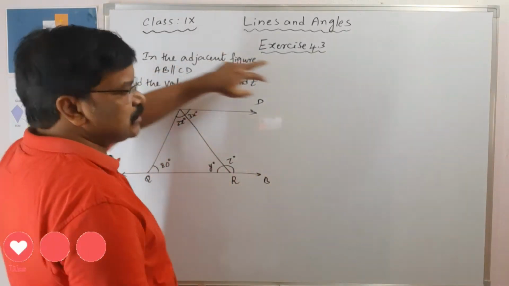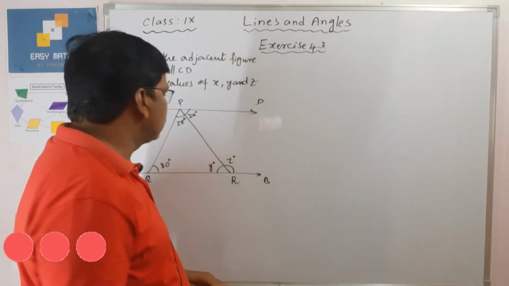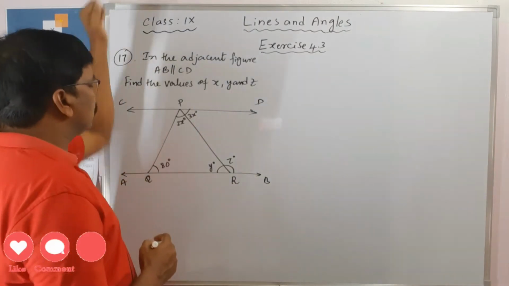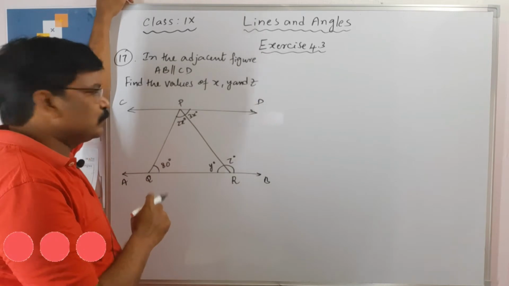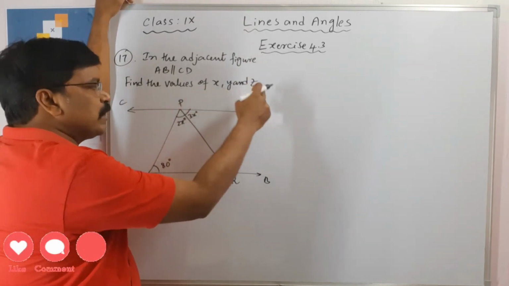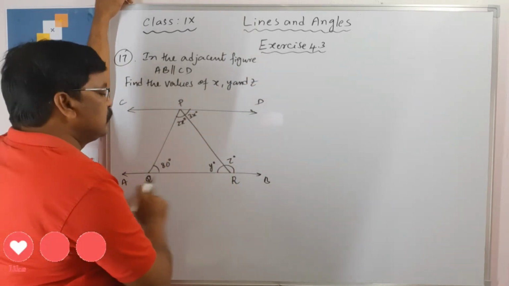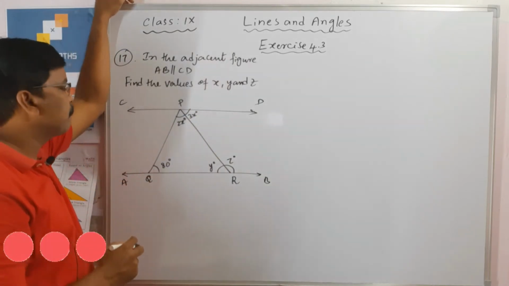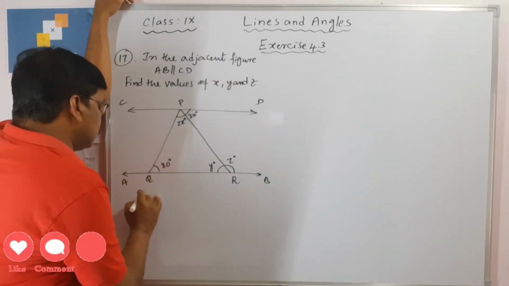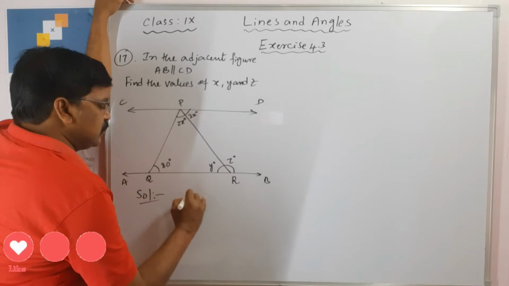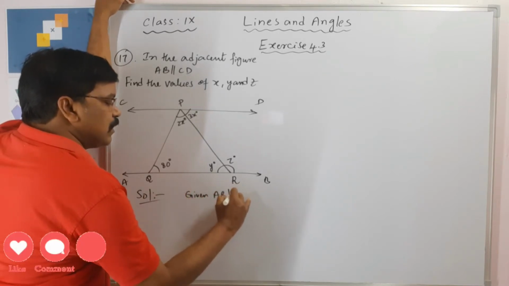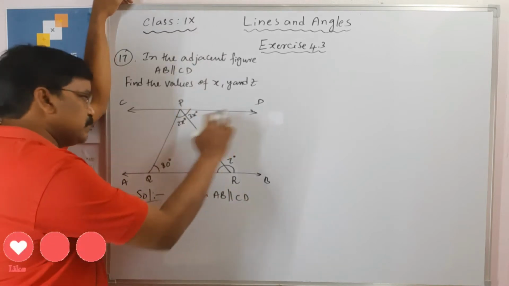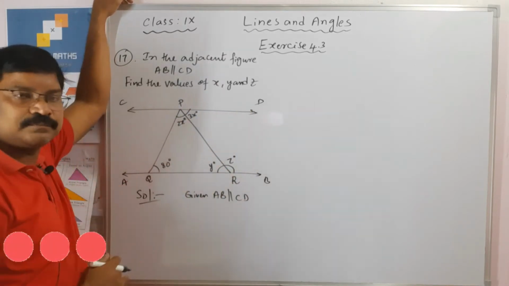17th question in exercise 4.3, lines and angles, for 9th class students. Look here. In the adjacent figure, AB is parallel to CD. Find the values of x, y and z. Here, this AB is parallel to CD. Just we'll write given AB is parallel to CD. This AB and CD are parallel.